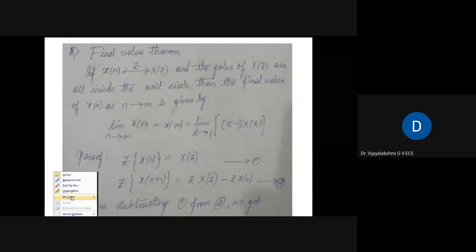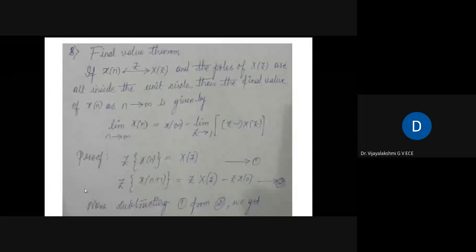Now we have the final value theorem. So what does this final value theorem say? Like in the previous case, where we found the initial value x of 0, here we are trying to find the final value x of infinity using the z transform. So let us see its definition first.